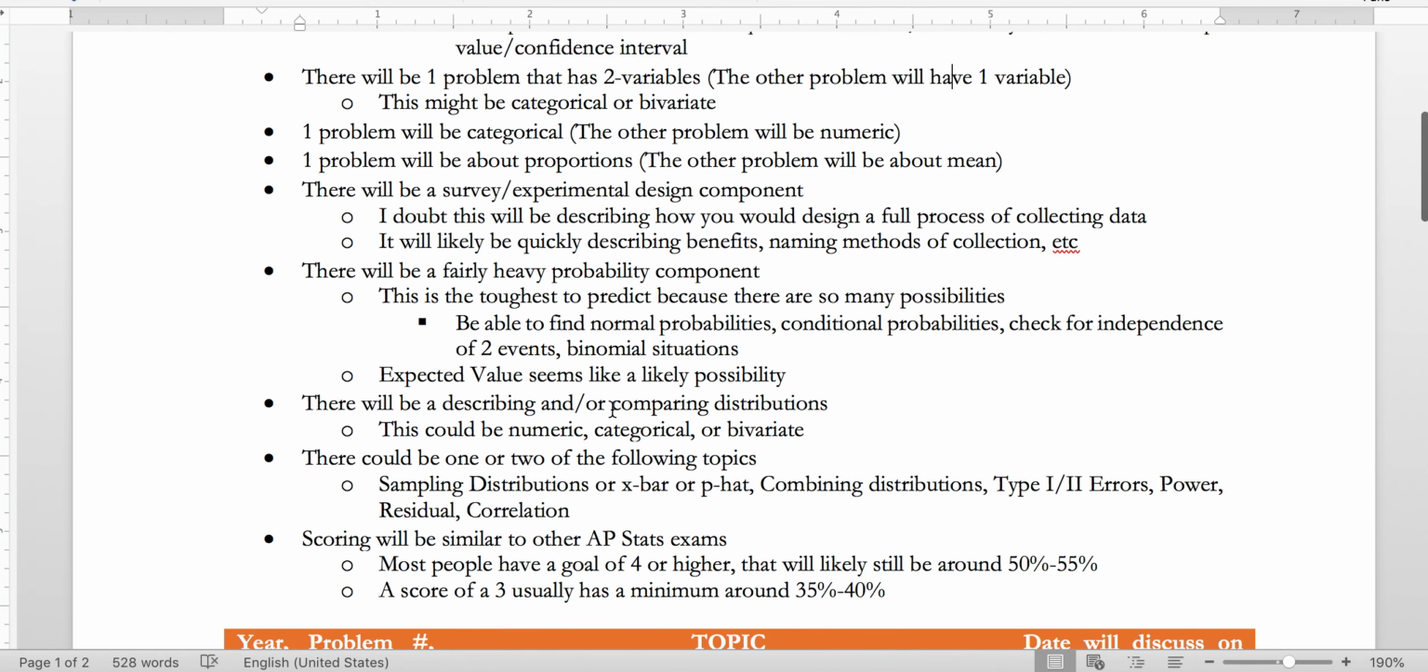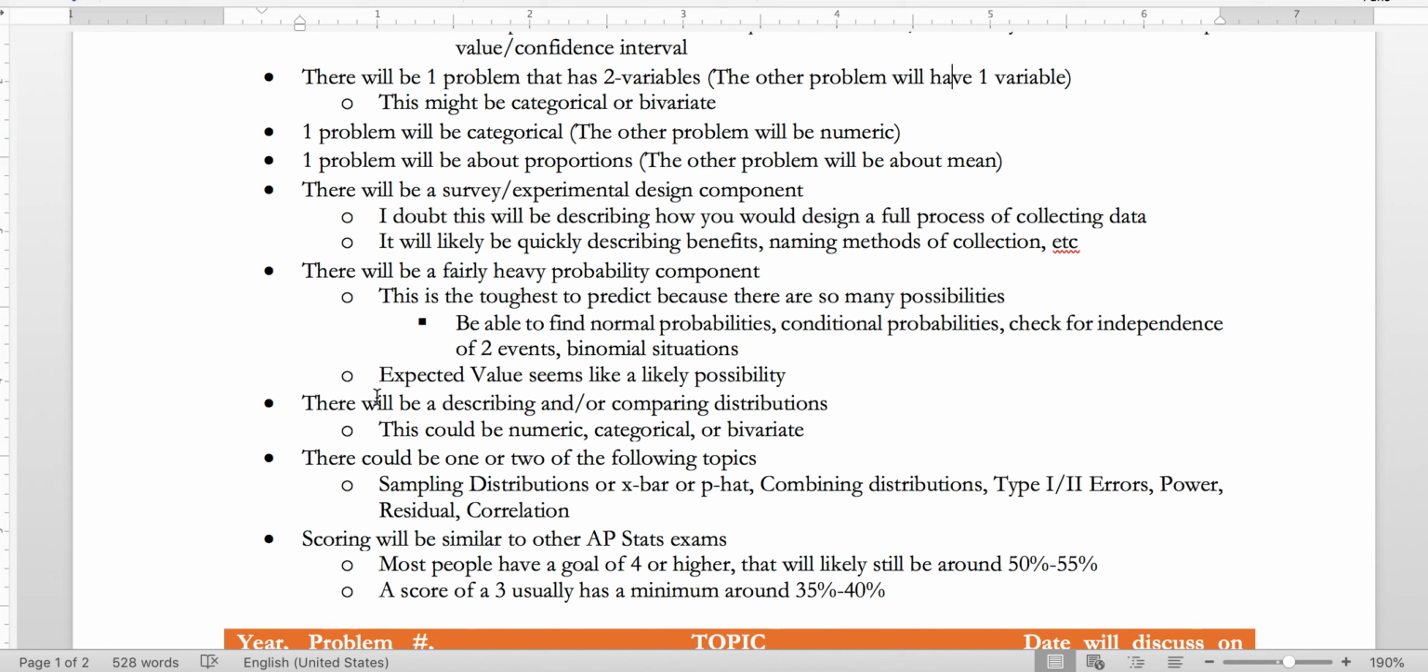Probability. This is the hardest one for me to predict because there are so many possibilities with probability. It might be a normal distribution calculation. Maybe it's conditional probabilities from a table, checking for independence. That was actually on both of these practice exams. Maybe it's a binomial situation. There's lots of different things that you could see with probability. So that one's tough to predict, but I'd actually be confident saying that I think there's going to be a little bit of probability in both problems. It's just such a big concept. Maybe expected value might be a likely candidate. So probability is going to be there, it's just a little tougher to predict.